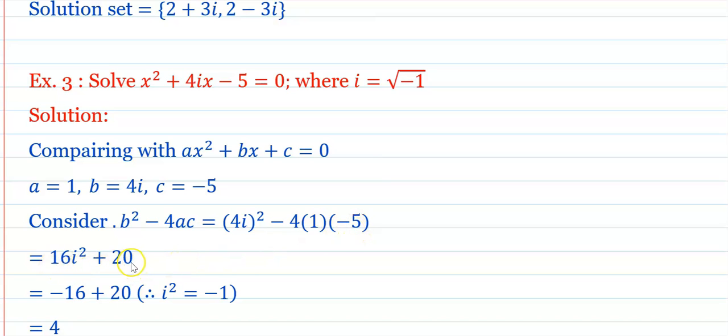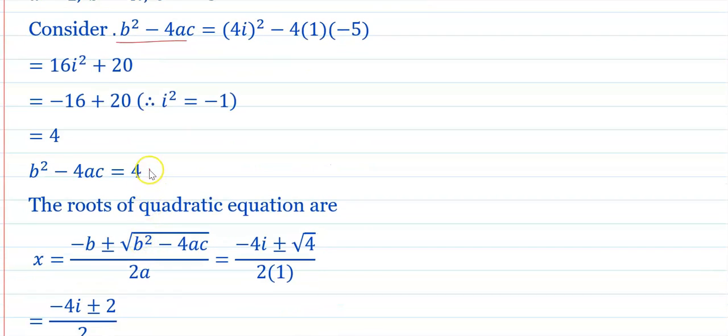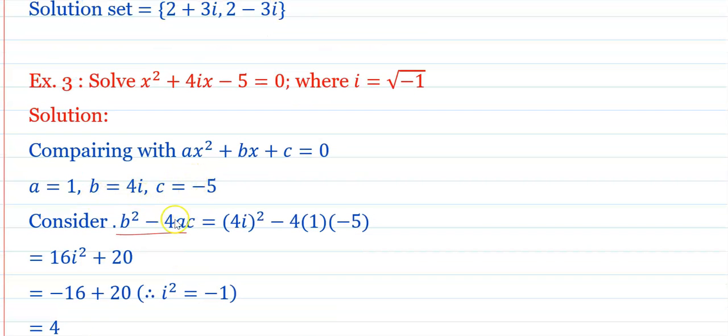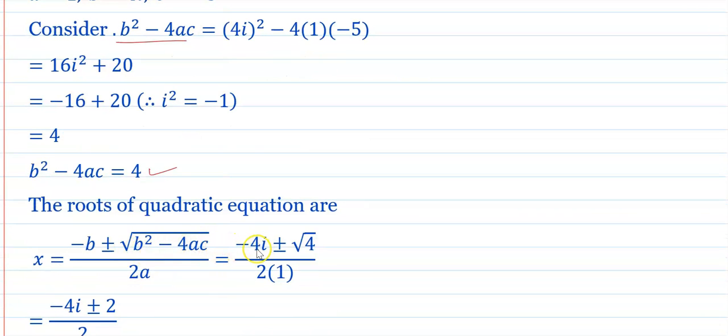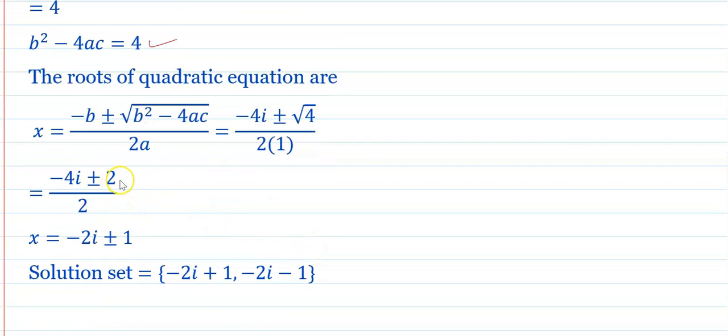16 i square plus 20. But i square is minus 1. So the value of 16 i square is minus 16. Minus 16 plus 20, then you will get 4. Therefore, b square minus 4ac is equal to 4. The roots of the quadratic equation are x is equal to minus b plus or minus root of b square minus 4ac. The value of b is 4i. Therefore, minus 4i plus or minus root of 4. What is the root of 4? It is 2. Therefore, minus 4i plus or minus 2 upon 2.